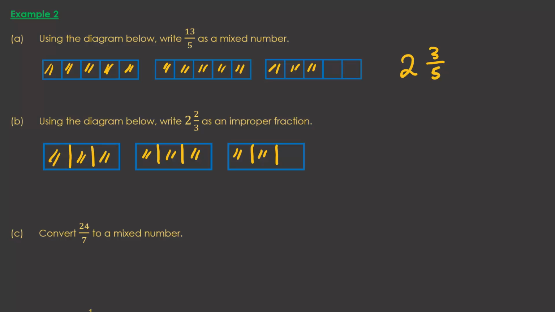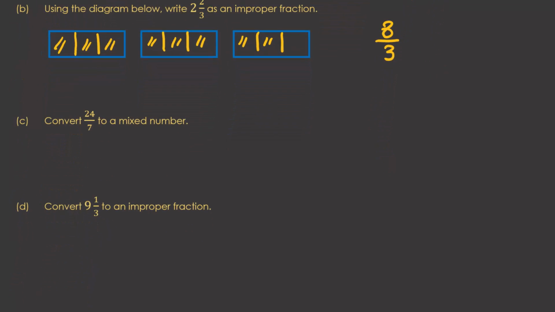So as an improper fraction, I've got 1, 2, 3, 4, 5, 6, 7, 8 thirds. And so it's 8/3. Now, we could draw a diagram every time that we need to do this, but this could be tedious and time-consuming. So is there a way of changing them without drawing the diagram?